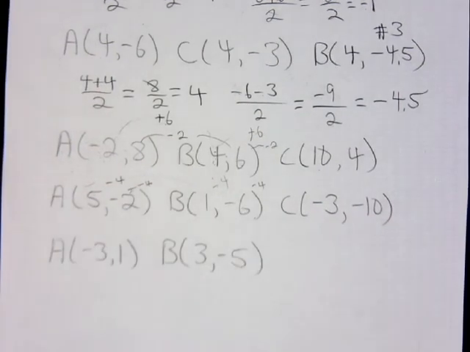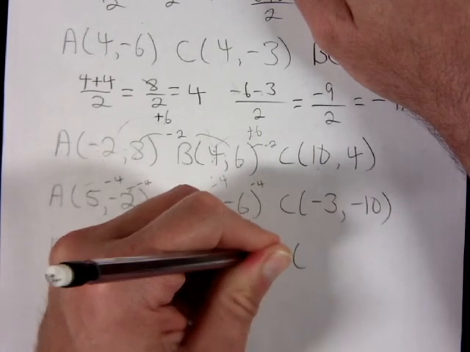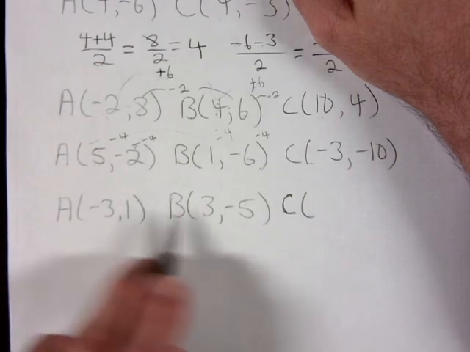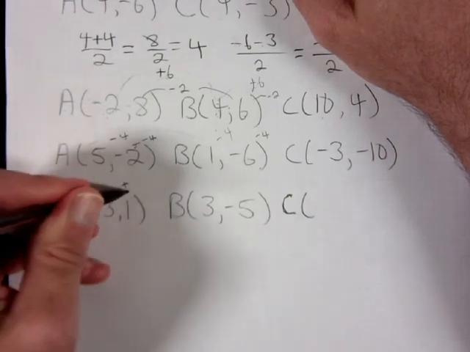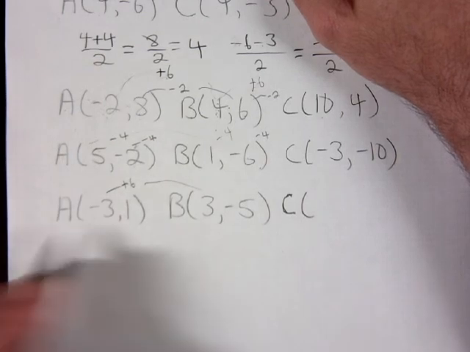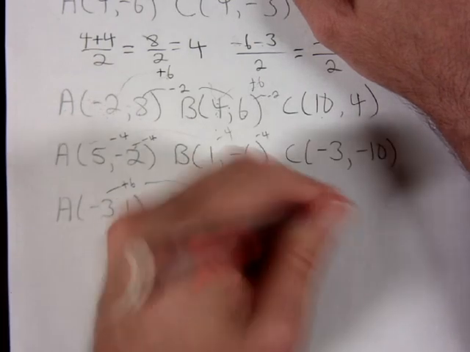All right, let's try one more. So once again, C is the missing point. I'll use the same method. All right, so from negative 3 to 3, that's up by 6. Negative 3 to 3 is up by 6. So again, to get to the other end, I've got to add another 6. 3 plus 6 makes 9.